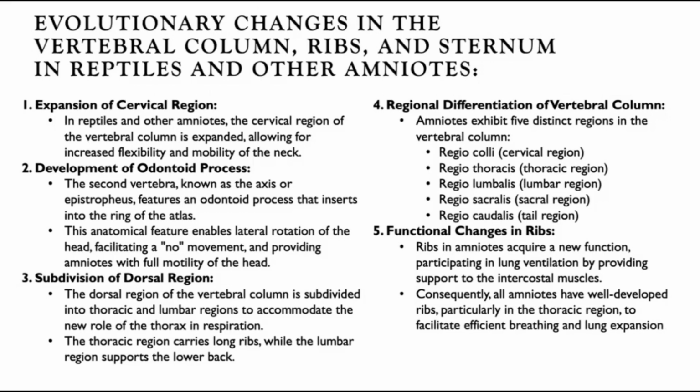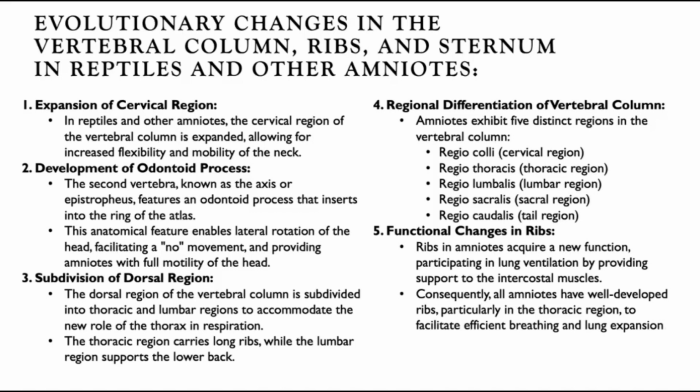So the cervical region of reptiles became more intricate, more interesting, because their neck became more flexible and mobile, so they were able to move their neck a lot more. Now, the second vertebra, the C2, otherwise known as the axis, developed the odontoid process, which goes into the ring of the C1, or the atlas. And this allowed the reptiles, for the first time, to move their head laterally, from side to side in a no motion. This gave them full mobility. So now they're able to do everything with their head, basically.